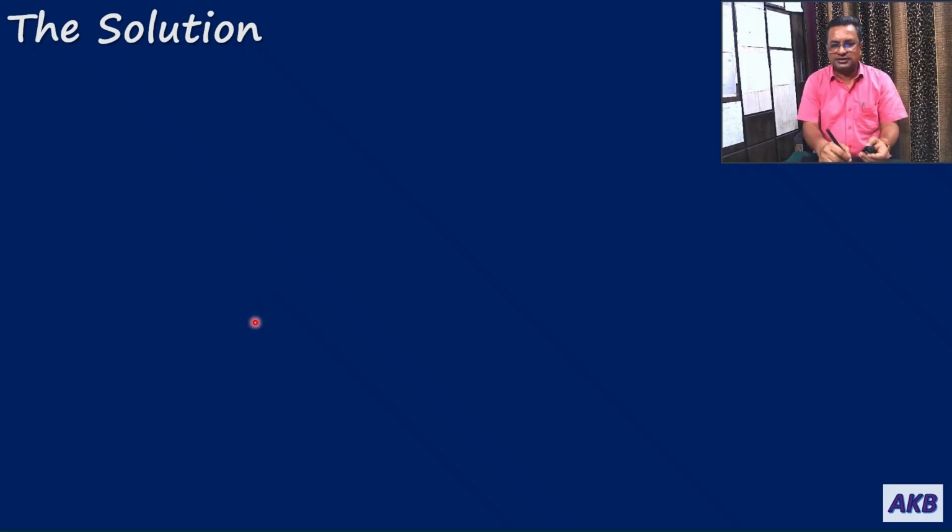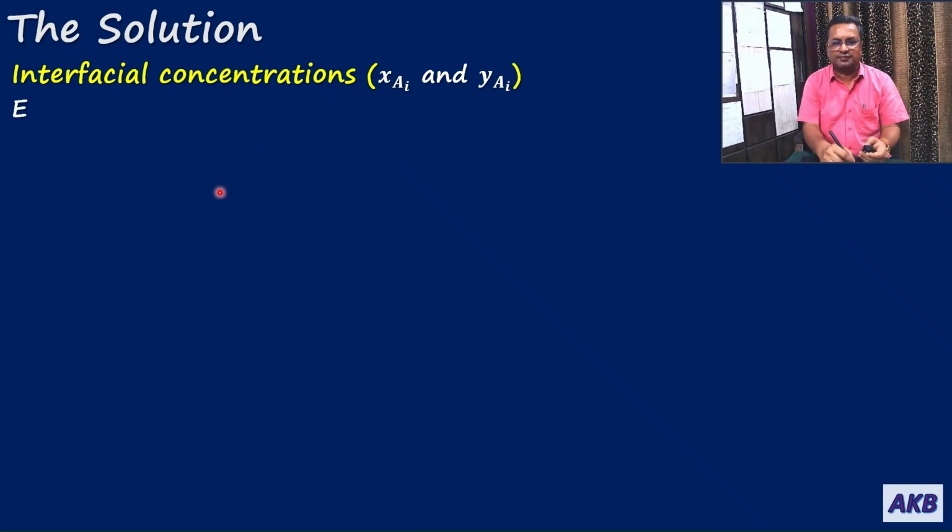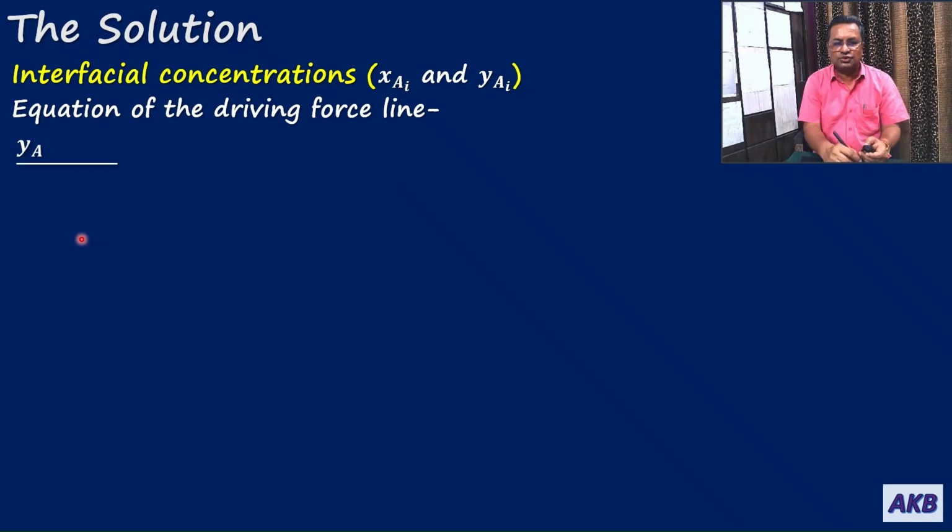Now, let us start the solution. First, let us get the interfacial concentrations, that is XAI and YAI. For that, we are going to use the equation of the driving force line, which is (YAG minus YAI) upon (XAL minus XAI) equal to minus KX upon KY. Now YAG is known to us, it is given, it is 0.35. XAL is also given to us, it is 0.15.